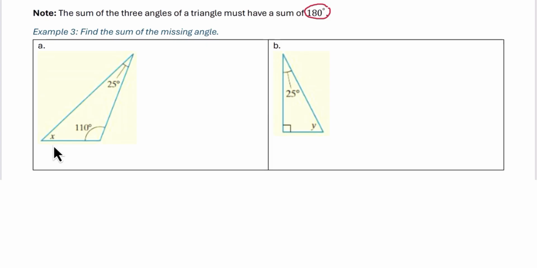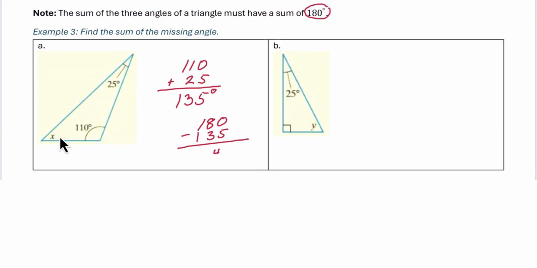So to find that missing angle, we can first add what we do know. 110 plus 25 gives us 135 degrees total. We know 135 degrees, so x must be whatever is left over after we take that away from 180. This will give us 45 degrees. So x must be 45 degrees.